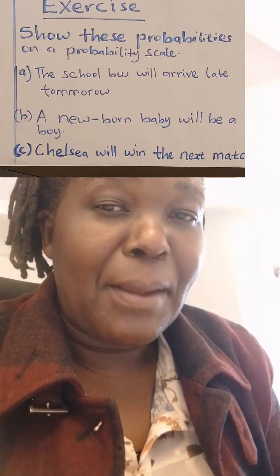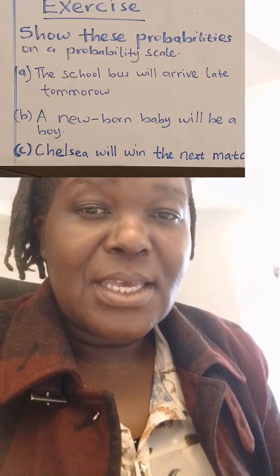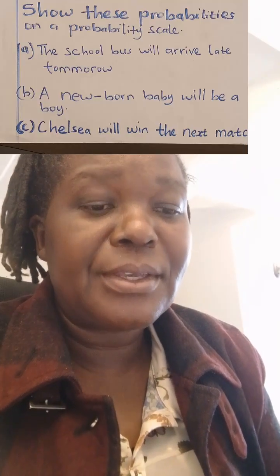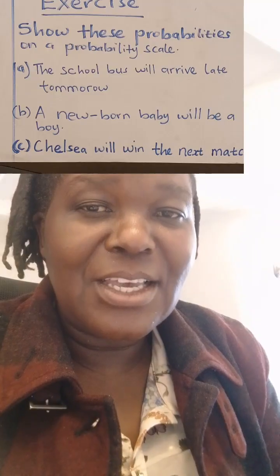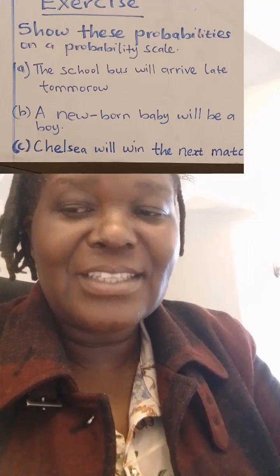Now you can use your probability scale to show these probabilities. A, the probability that the school bus will arrive late tomorrow. B, the probability that a newborn baby will be a boy. C, the probability that Chelsea will win the next match.